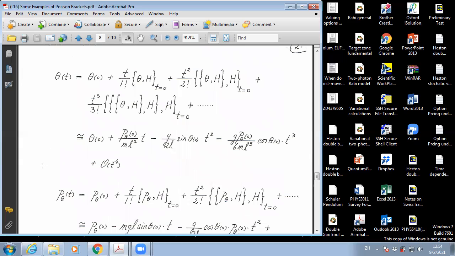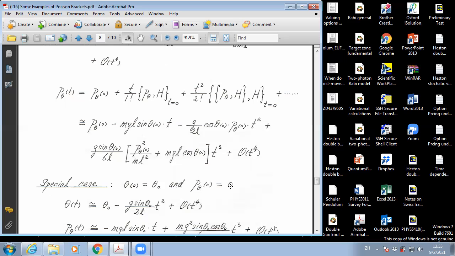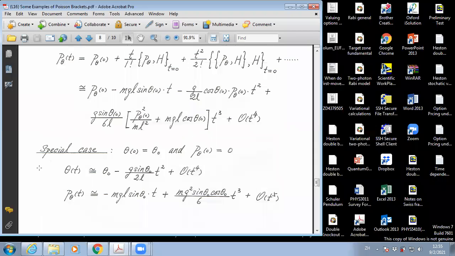If we are hardworking enough, we evaluate all these Poisson brackets, we finally stop at the order t to the fourth, okay, we get this. And how about p theta(t)? Do the same thing and stop at t to the fourth. Given the initial conditions, we realize that theta(t) is equal to theta naught minus a term proportional to t squared. For p theta(t), the leading order term is proportional to t, the second term proportional to t cubed, all right? Now, these are the approximate solutions to the problem.